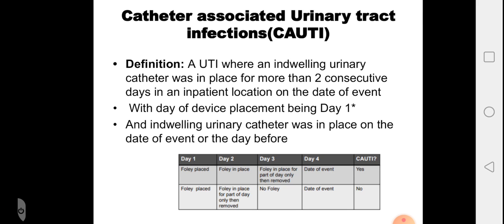So looking into the definition of CAUTI: a urinary tract infection where an indwelling urinary catheter was in place for more than 2 consecutive days in an inpatient location on the date of event, with the day of device placement being day 1, and the indwelling urinary catheter was in place on the date of event or the day before. So to understand this, let us look into this table.